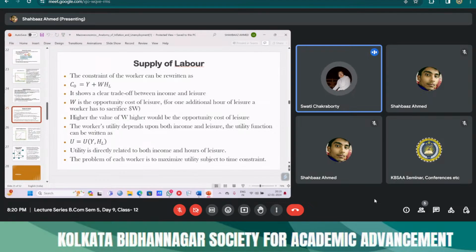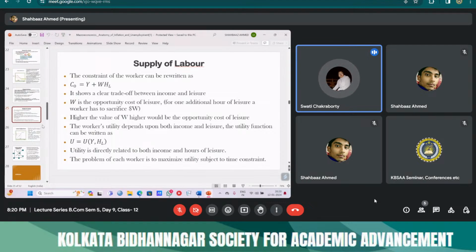So that's a trade-off between income and leisure, right? If they want to increase the leisure hours, the worker has to sacrifice the wage, W per hour. And if the wage rate starts increasing, then the worker would want to work more, which means he or she would give up leisure hours. So that's the opportunity cost of leisure.